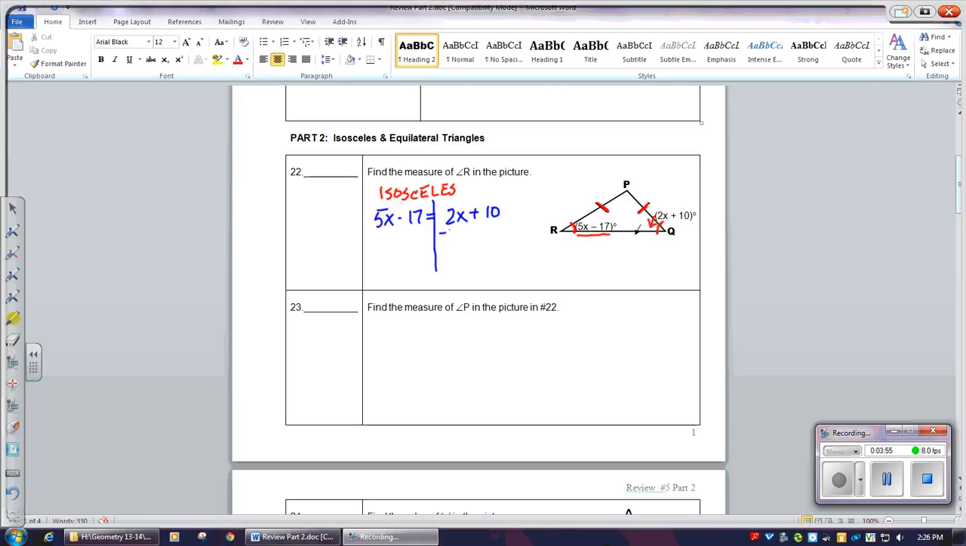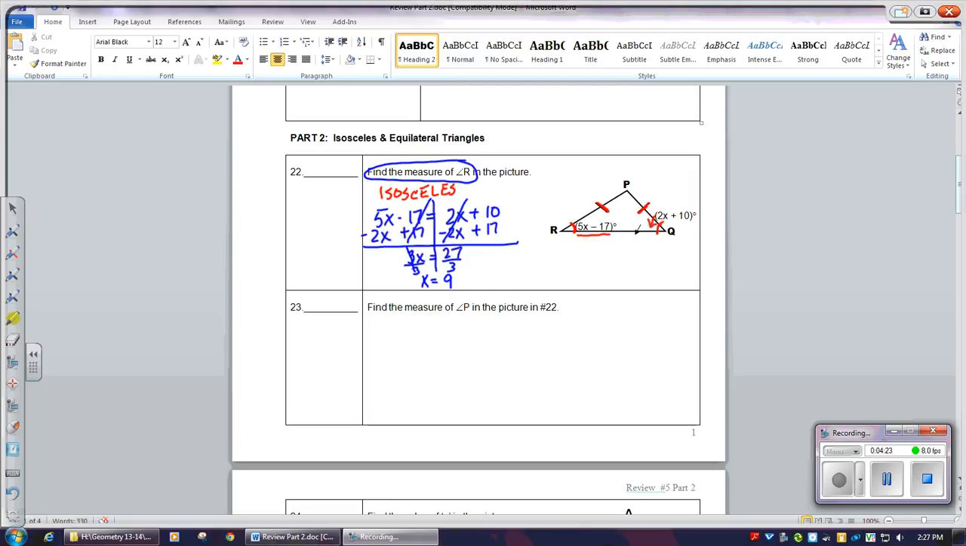I'm going to move my letters to the left by subtracting 2x. If my letters go to the left, my numbers need to go to the other side. I get rid of minus 17 by adding 17. Cancel, cancel. 5x minus 2x is 3x. 10 plus 17 is 27. When a number's next to a letter, it means multiply, so we get rid of multiplication by dividing, and x equals 9. Does it want x?